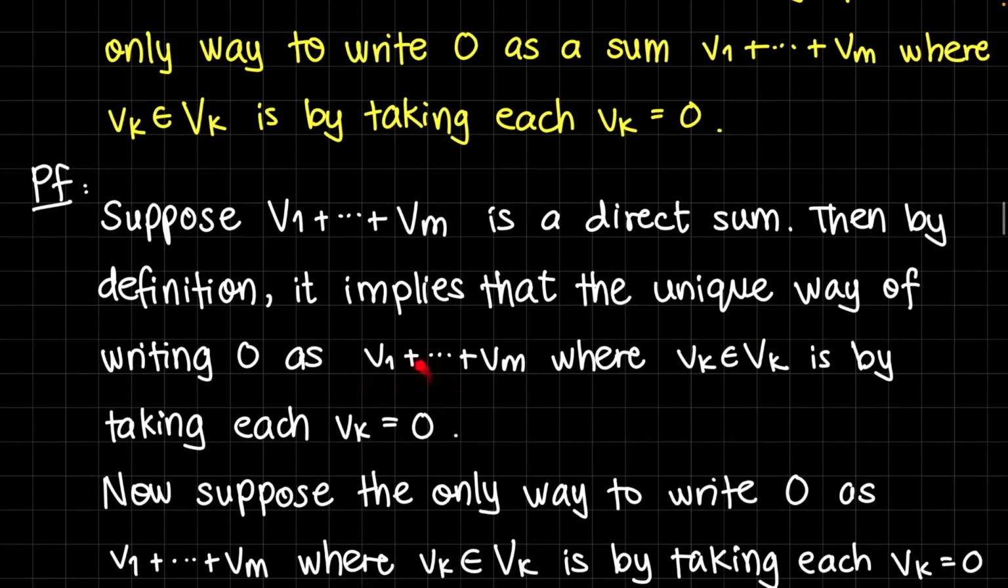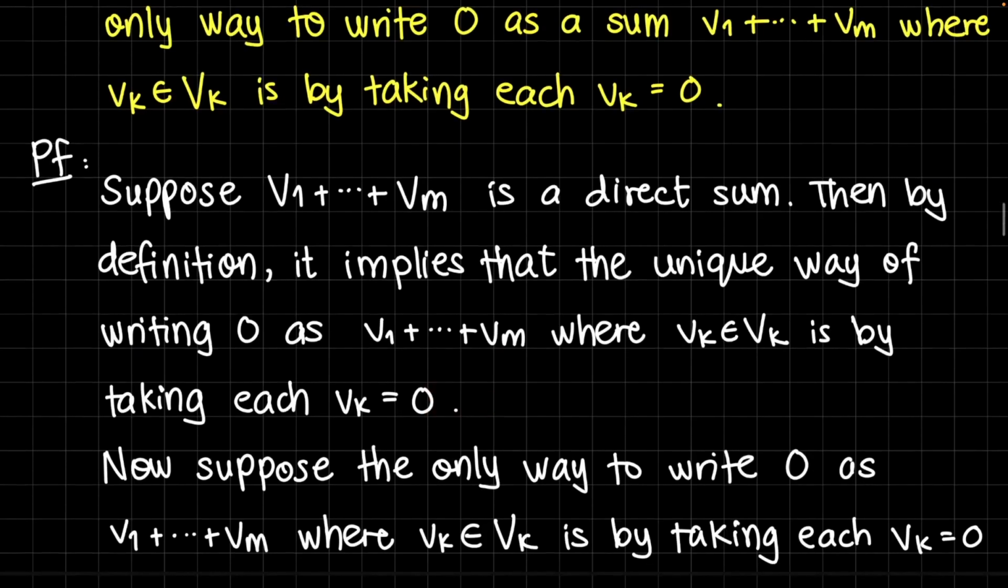So suppose the subspace sum is a direct sum, then by definition, it implies that the unique way of writing 0 as v1 plus dot dot dot vm, where vk belongs to capital Vk, is by taking each vk to 0. Because this is by definition of a direct sum. You'd have to take each of them to 0, and that would be the unique way, because we're assuming it's a direct sum. So this direction is straightforward by definition of direct sum.